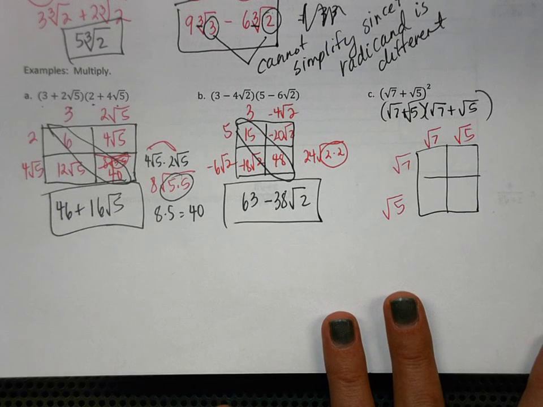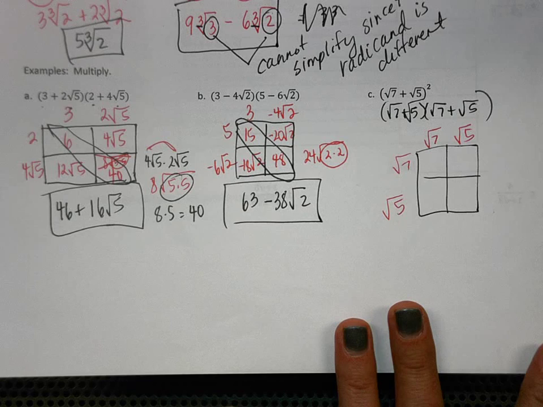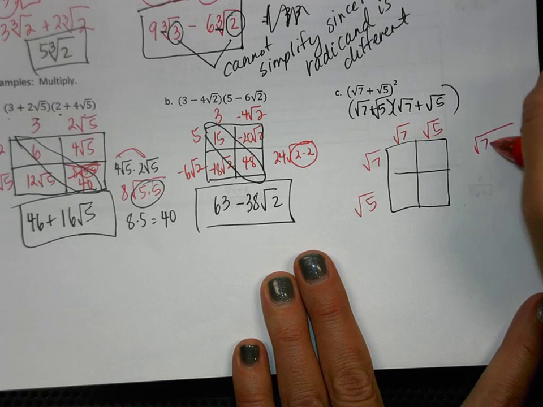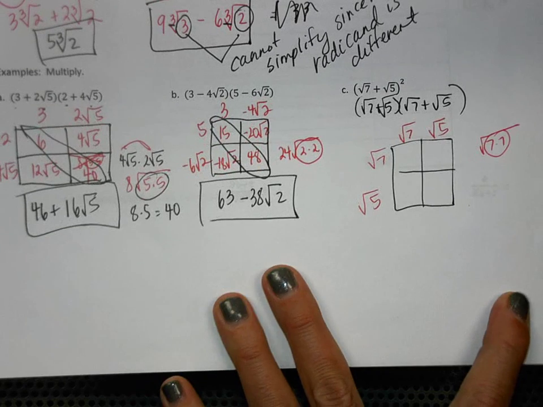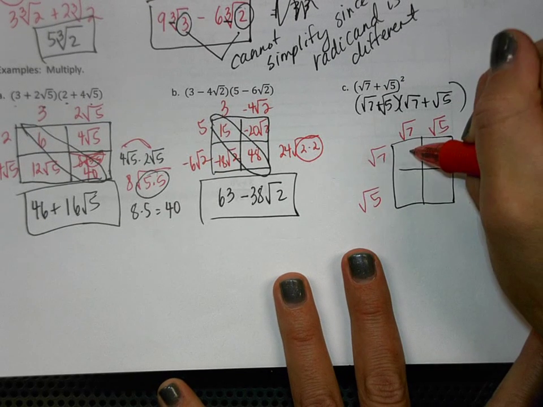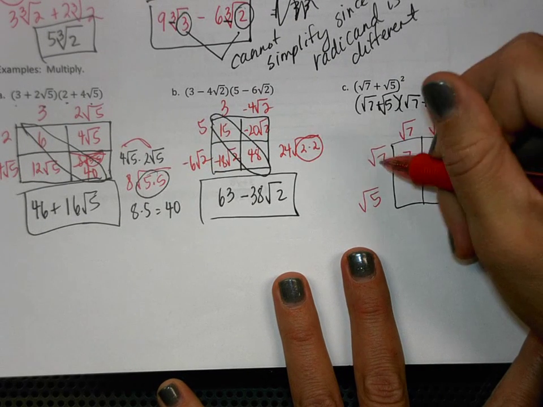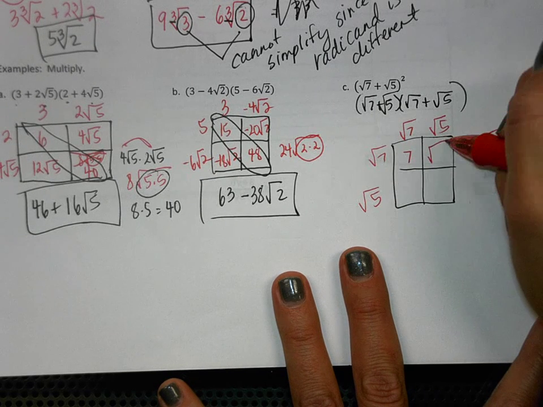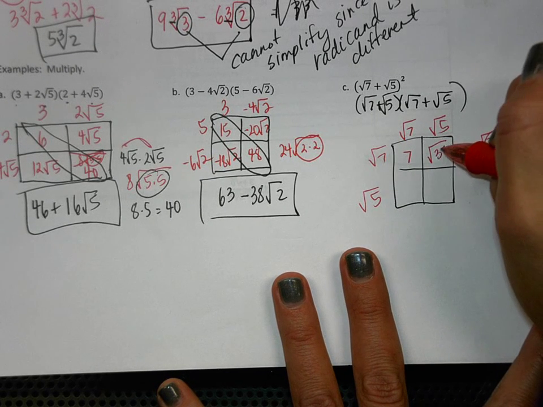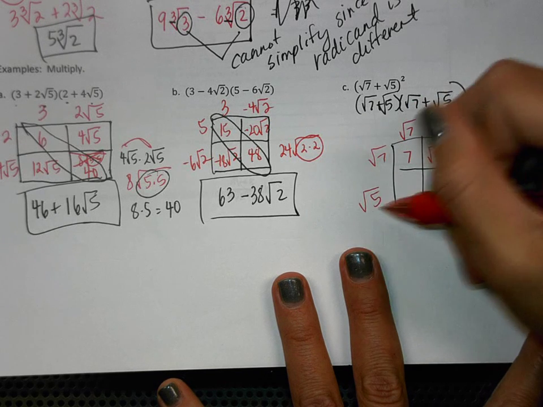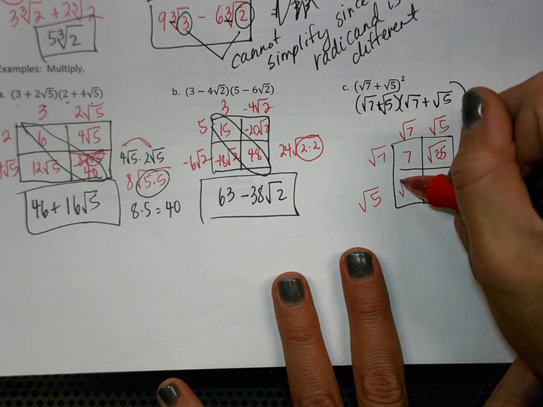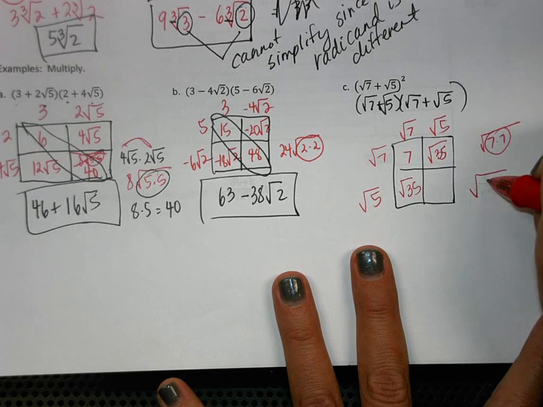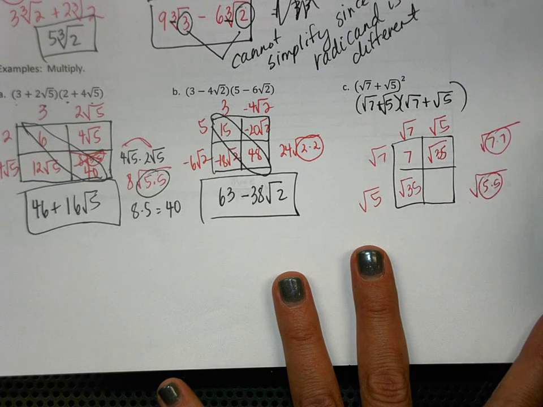Okay, what will be root 7 times root 7? Yes, because you'd have root 7 times 7, so you'd have a pair of 7s, right? So that's just going to be a 7. Now, when I do root 7 times root 5, would anything be able to come out? No, so that's going to be root 35. Then we go down here, root 7 times root 5 is going to be root 35. And then when I do root 5 and root 5, that will make a 5.